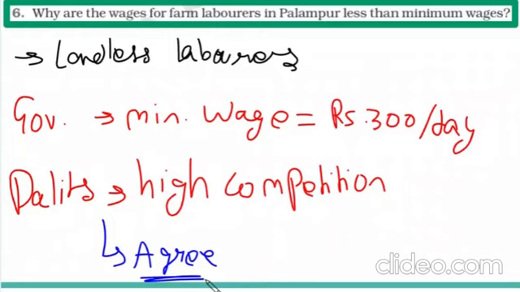So how do we frame our answer? There are many landless laborers in Palampur who are paid less than the minimum wages. As per government, they have set rupees 300 as the minimum wage of farm laborers per day. But as there is competition between them, they have accepted to work for less wages also. So this is our sixth question.